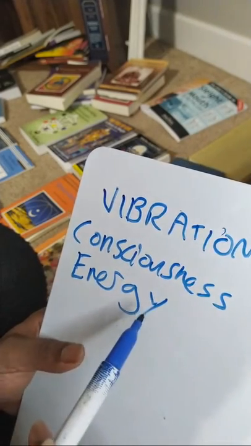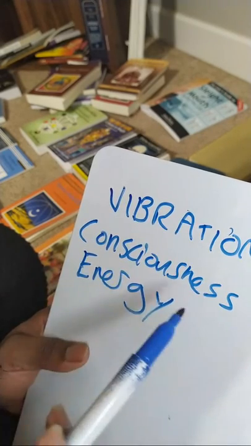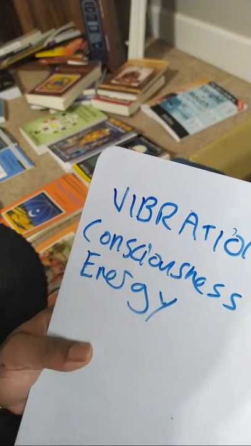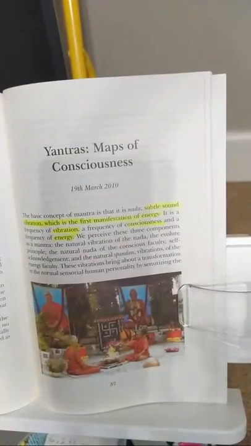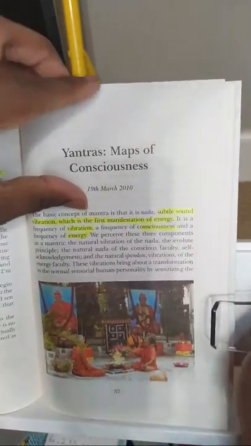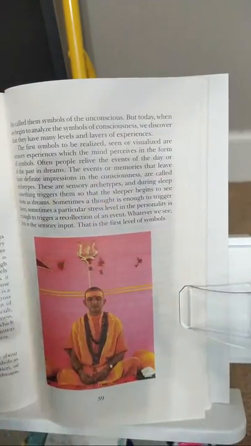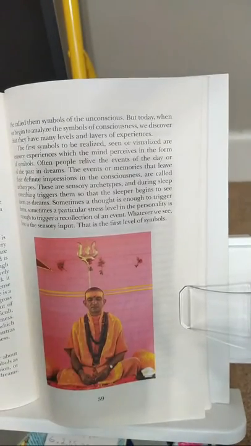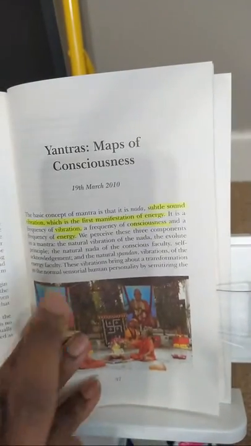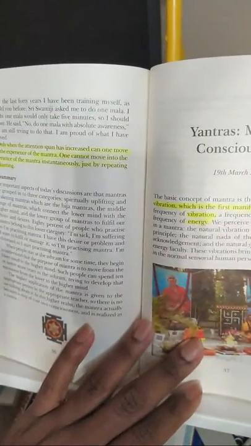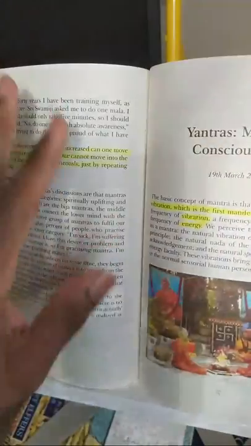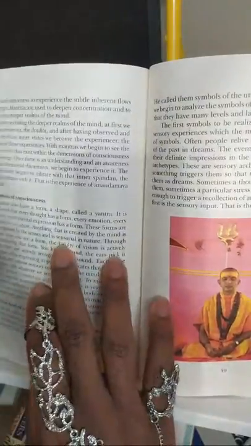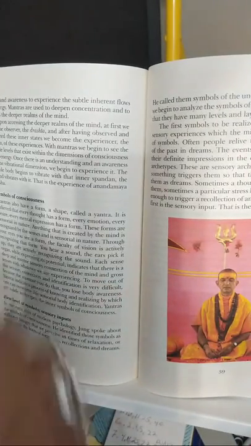Okay, these vibrations bring about a transformation in the normal sensorial human personality. How does it do that? By sensitizing the mind and awareness to experience the subtle inherent flows of energy. Read that again. These vibrations, they bring about a transformation in the normal sensorial human personality. They bring about a transformation in your normal five senses by sensitizing the mind and awareness to experience the subtle inherent flows of energy.